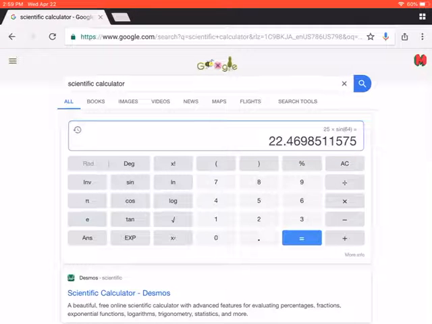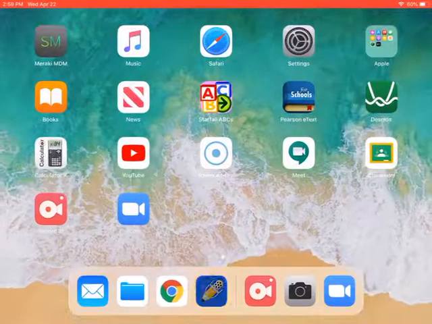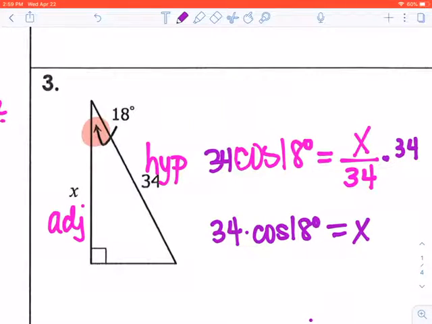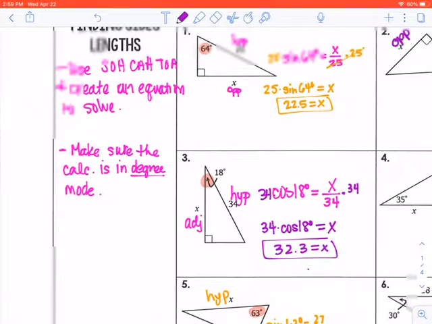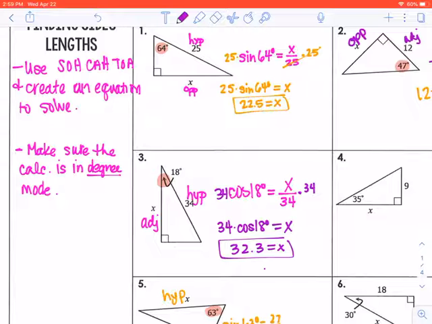So I'm going to do 34 times the cosine of 18 degrees, close my parentheses. I am in degree mode, and I get 32.3, rounded to the tenths place. 32.3, that is going to be my value of x. And so the length of that side is 32.3. Okay, all right, let's keep going now.